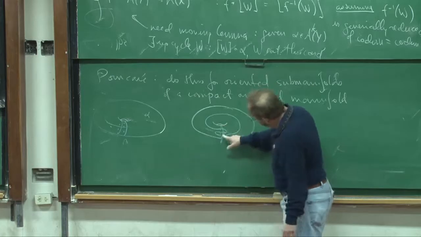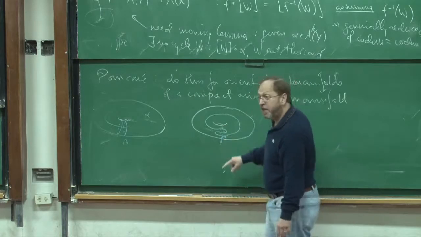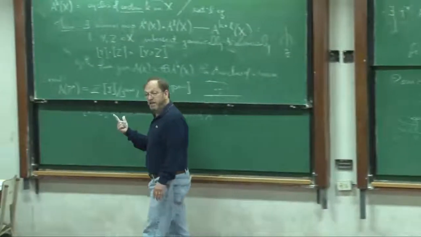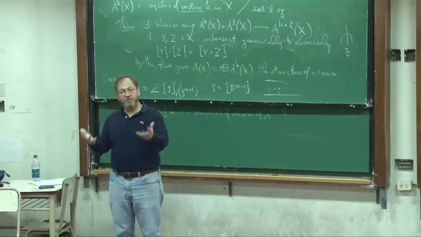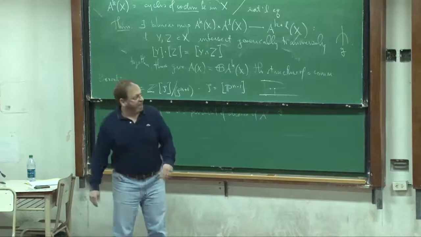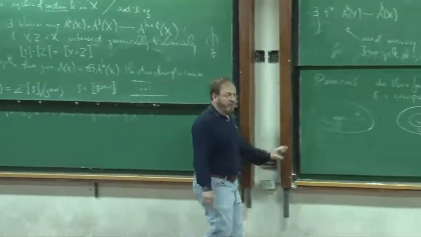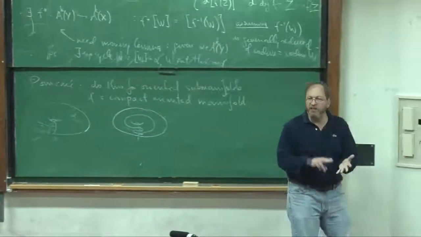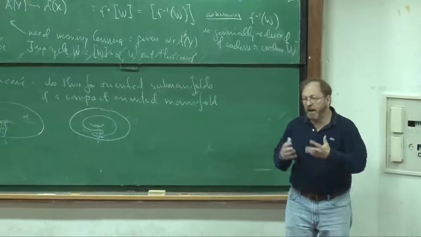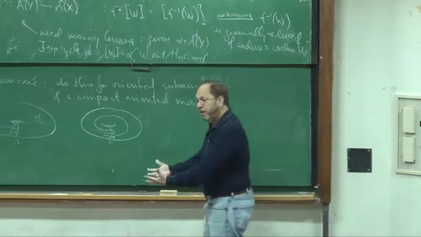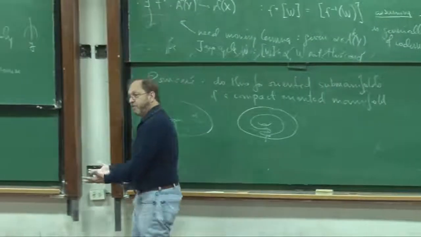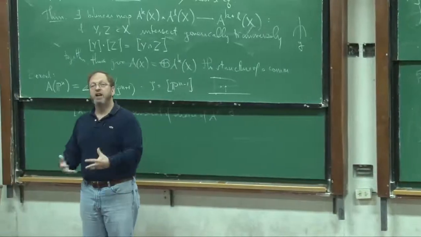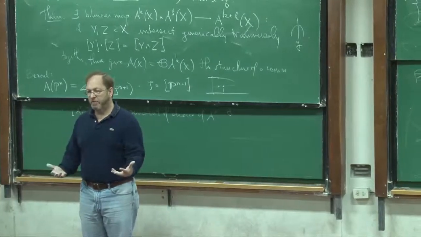And once you do that, you see that of these 3 points of intersection, 2 appear with a plus sign, 1 with a minus sign. And so you're back in business. You have a well-defined total number of points of intersection. And that was Poincaré's observation. It's a well-defined sort of bilinear intersection product on submanifolds of a compact-oriented manifold.